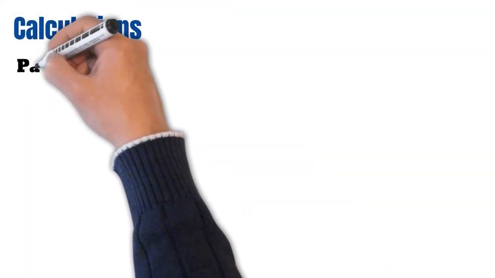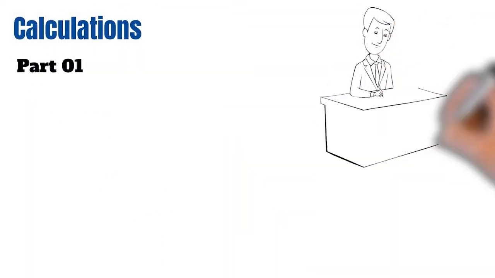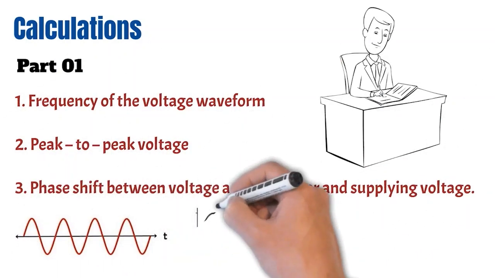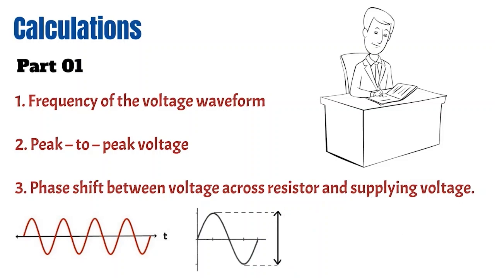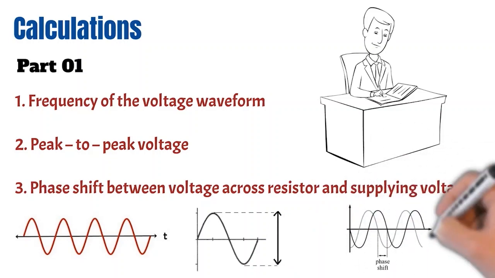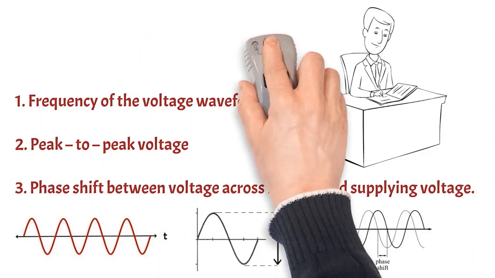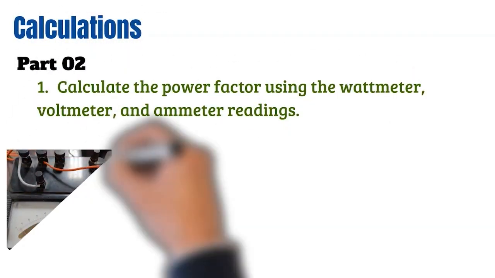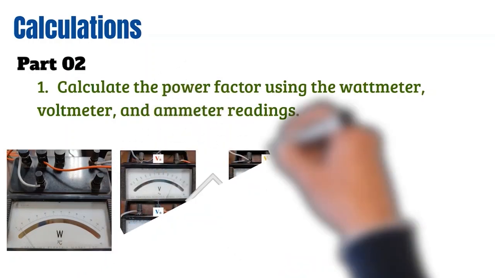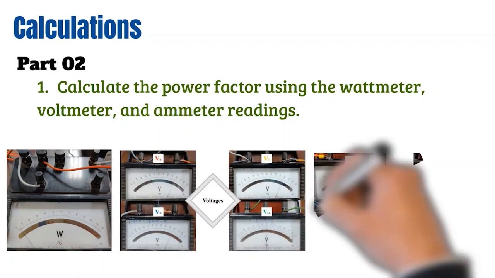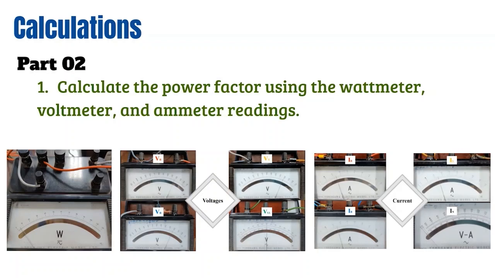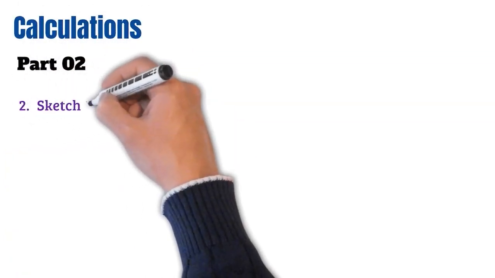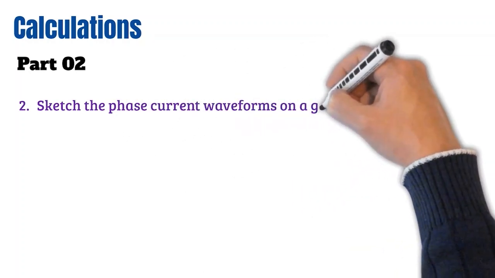In calculations, by using the observations of part 1, calculate the frequency of the voltage waveform, peak-to-peak voltage, and phase shift between the voltage across the resistor and the supply voltage. As the second part of the calculations, calculate the power factor using the wattmeter, voltmeter, and ammeter readings of the balanced 3-phase circuit. Then take a graph paper and sketch the phase current waveforms for one cycle.